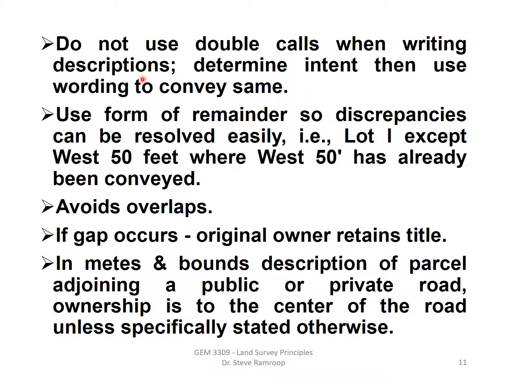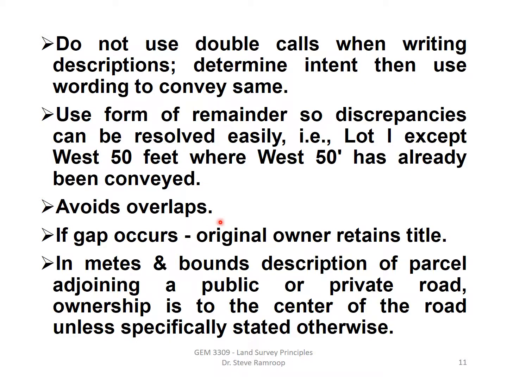Do not use double calls when writing descriptions. Determine the intent, then use wording to convey the same. Using double calls, again, you will be introducing ambiguities. The intent between the grantor and grantee must be explicit. Use the form of a remainder so discrepancies can be resolved easily. That is, for example, lot 1 except the west 50 feet, where the west 50 feet has already been conveyed. So if the west 50 feet has already been conveyed, that is stationary and is consistent, and you want to build upon that.